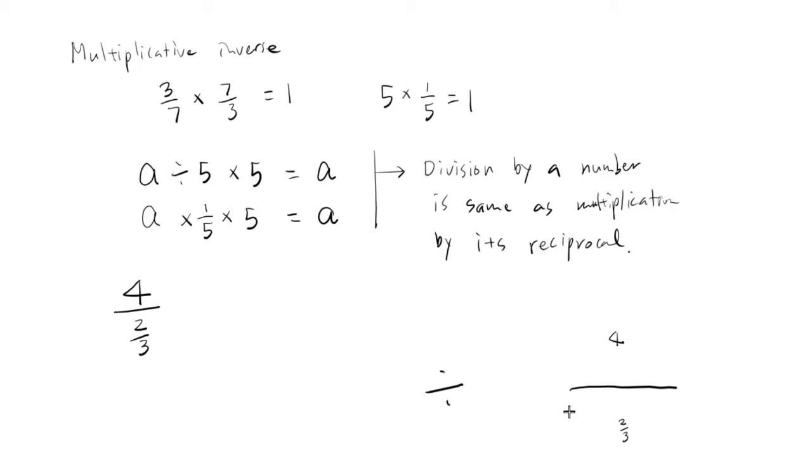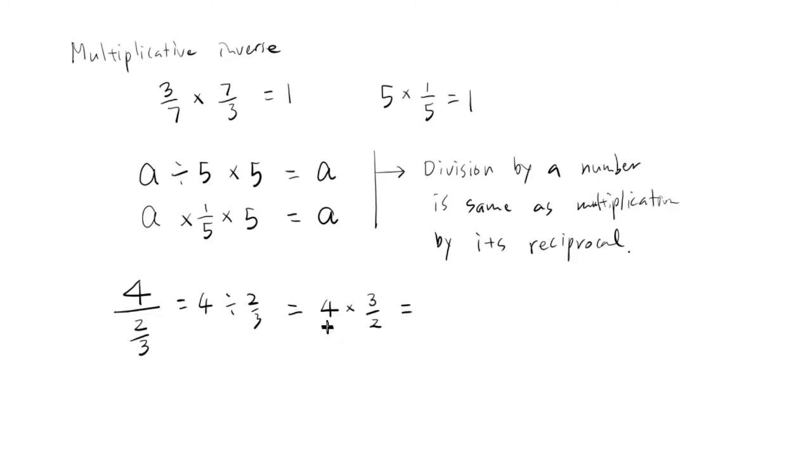And if you stepped 10 feet away from the screen and tried to look at this, these two would look pretty much the same thing, right? So the division sign comes from a fraction and vice versa. When you have this bar, that really means it's 4 divided by 2/3. Okay, and then we apply the above principle, which says division by a number is the same thing as multiplication by its reciprocal.